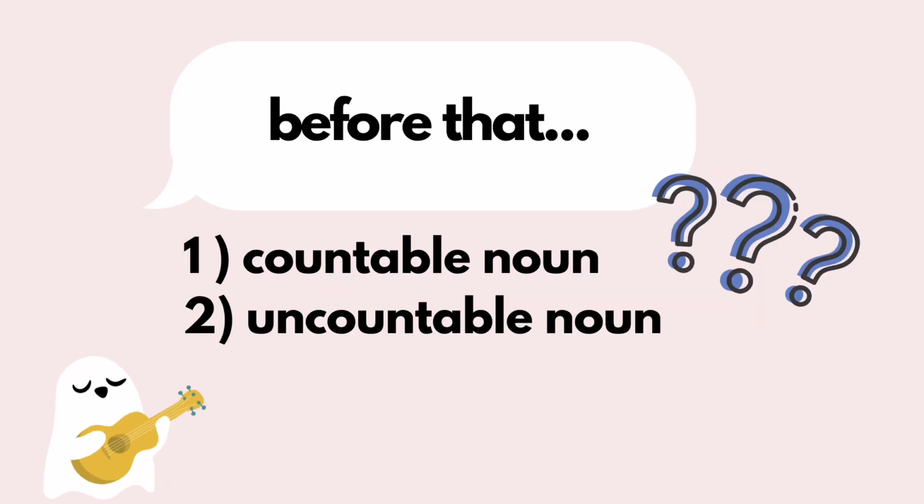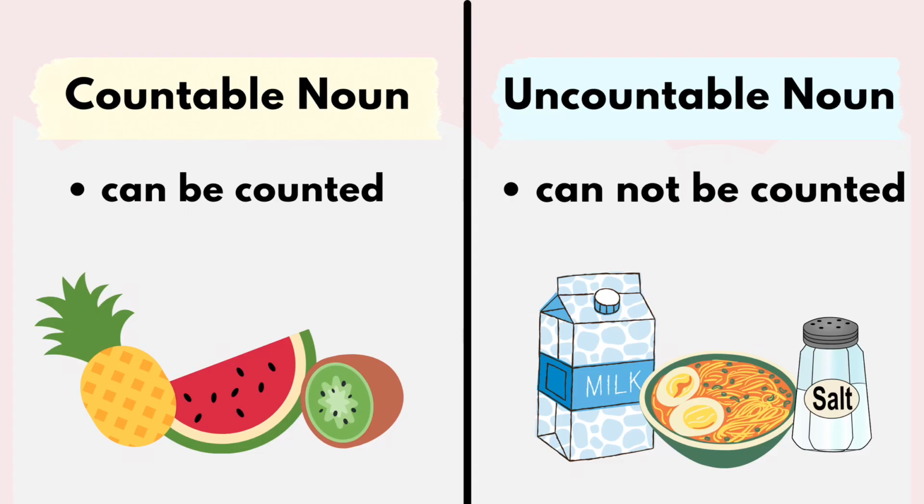Before that, let's learn about countable noun and uncountable noun. Well, let's take a look at the countable noun first. Countable noun can be counted, boleh dikira, while uncountable noun cannot be counted, tak boleh kira. For example, can you count how many strings of noodles in the bowl? No, right? So that is why it is uncountable noun. Senang cerita, countable noun benda boleh kira, uncountable noun benda tak boleh kira.